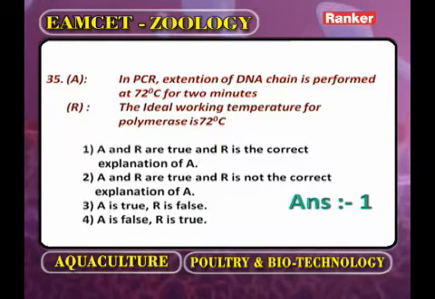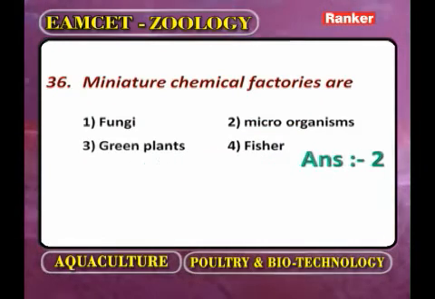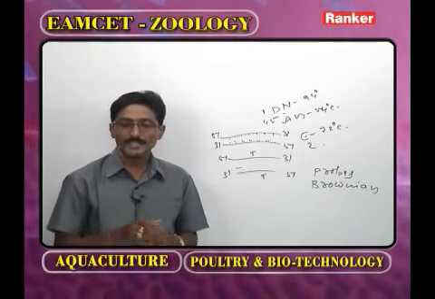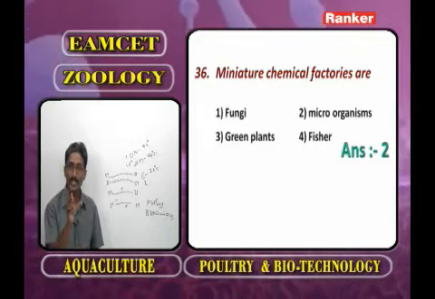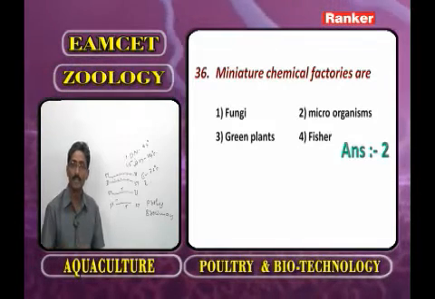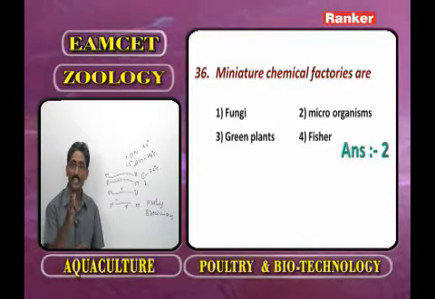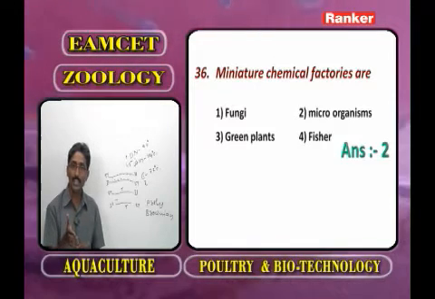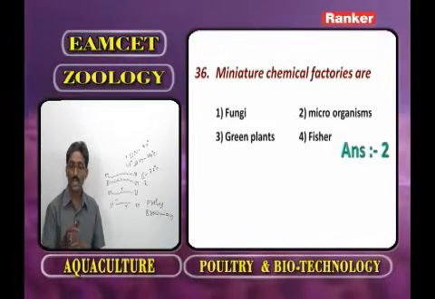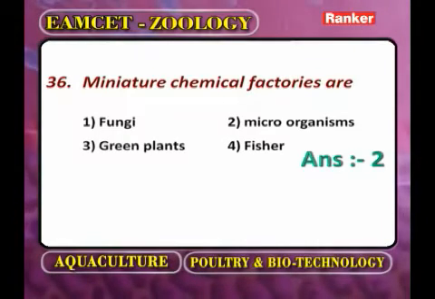The next one. Miniature chemical factories. In biotechnology, in the industries, we have to use what type of organisms? The microorganisms. Miniature means they are very, very small. In the biotechnology industries, we have to use microorganisms. They are called miniature. So the answer is the microorganisms.